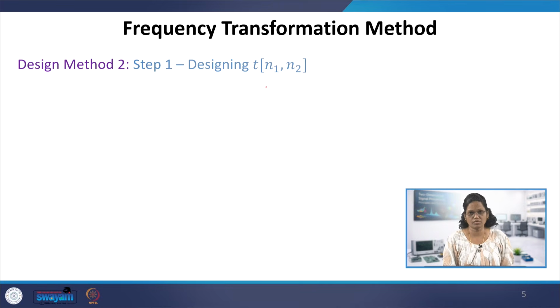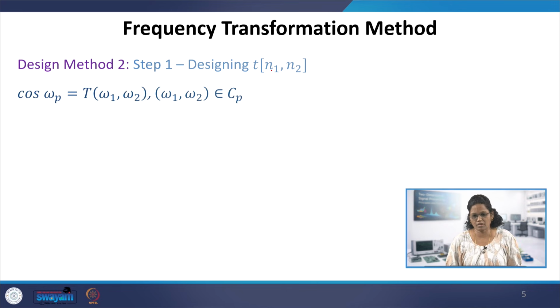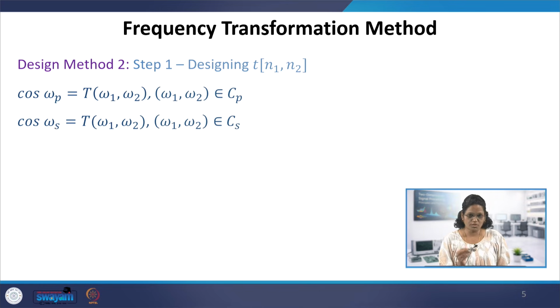So for that, the first step is designing the T of n1 comma n2. For designing that, what is to be taken here is the transformation function which we have considered, T of omega 1 omega 2. Now we are going to find this T of omega 1 and omega 2 in this method. So considering cos omega p and cos omega s, the pass band and stop band frequencies, equal to T of omega 1 omega 2 in the respective contours belonging to omega 1 and omega 2.